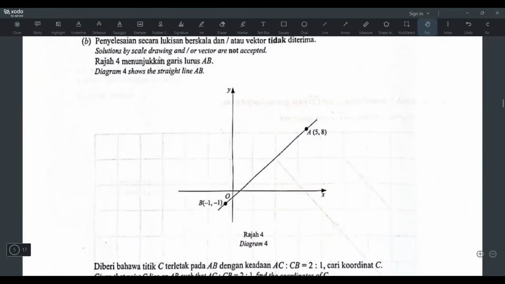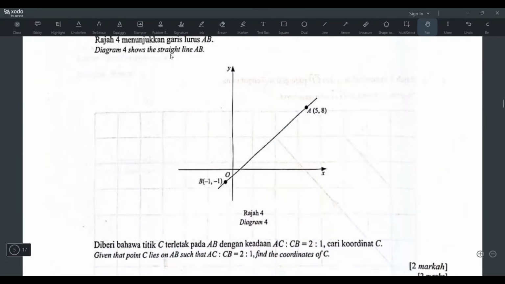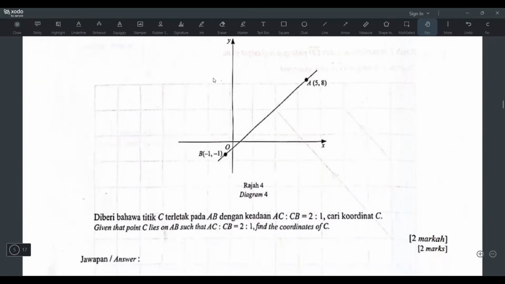Okay, soalan B. Solution by scale drawing and or vector are not accepted. Okay, ini tak penting. Diagram 4 shows the straight line AB. Okay, this is also not important, because I can see it already, AB straight line. Okay, I can see they give us 2 points here. And I can actually find the gradient, but don't do anything first because we don't know what the question wants.